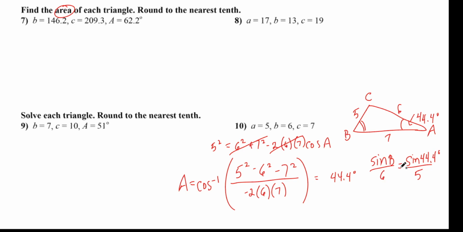Do the math. How do you do the math? Multiply both sides by 6, correct? And then B is the what? It's the inverse sine of all of this stuff. And then you'll get 57.1. So angle B is 57.1. That's the only hard stuff you had to do. Then you just add those up, take them away from 180, and you get C, and I got 78.5.